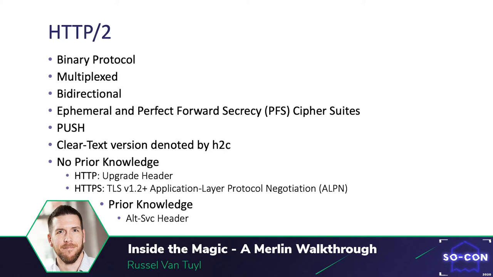When an HTTP 1.1 client is communicating with a server that supports version 2 of the protocol, the server will respond with the alt services header. This tells the client that the server supports other versions of the protocol. Now that the client has knowledge, it will start a conversation with the server using that protocol directly and does not have to negotiate an upgrade.